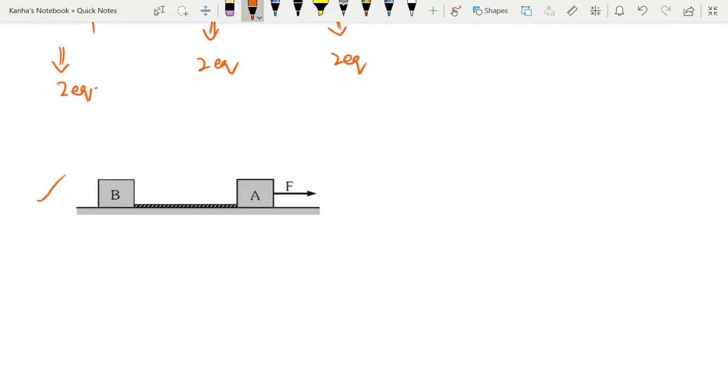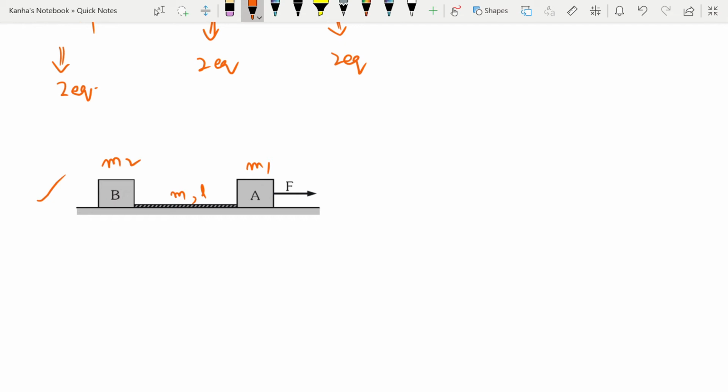Now let's take the case in which there are two blocks A and B. Let's say one has a mass m1, one has a mass m2, m1 and m2. Okay, and there is a uniform string of mass m and length l. Now what we'll do is we need to draw the free body diagram and write the equations of motion for this question as well. So what should I do?